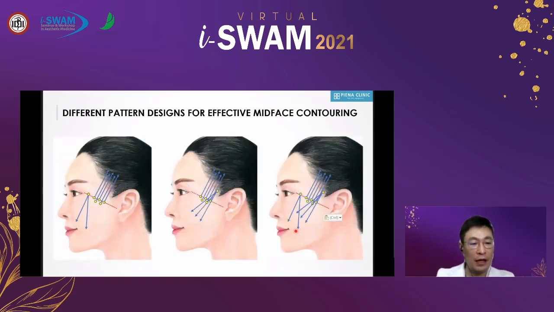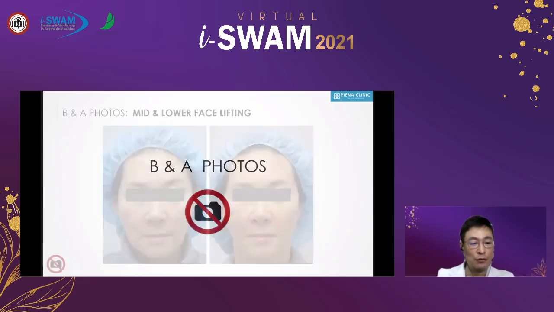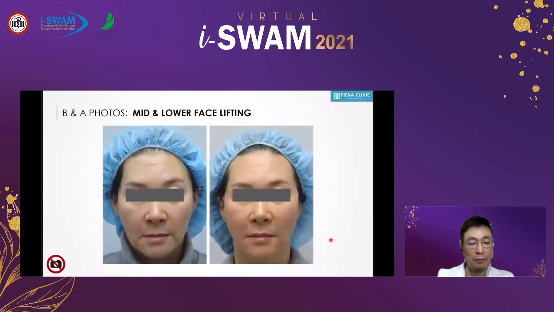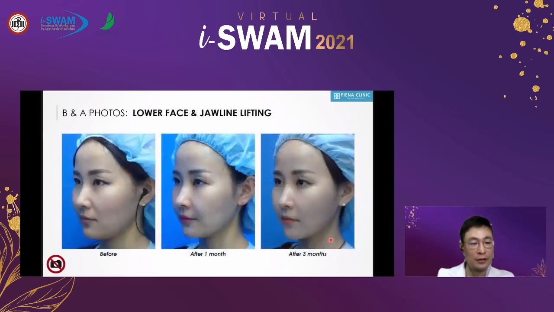Depending on the age, facial skin condition, and skeletal shape of the patient to be treated, you should be able to choose the most appropriate design for thread lifting. You should also consider the budget of the patient, and then more customized treatment results will eventually be achieved. I'll show you some before and after photos before wrapping up my lecture.